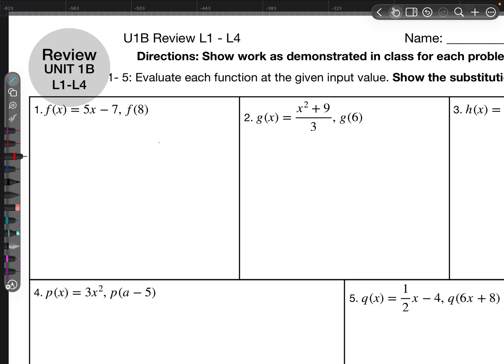This is our review for lessons 1 through 4, getting ready for our quiz. From number 1, find the f of 8. So I'm going to go f of, and I'm going to replace the x. Anytime I see an x, I'm going to replace it with an 8. So I see an x there, so that becomes an 8, and I see an x there, that has to become an 8. Now, this is just what I'm trying to find.